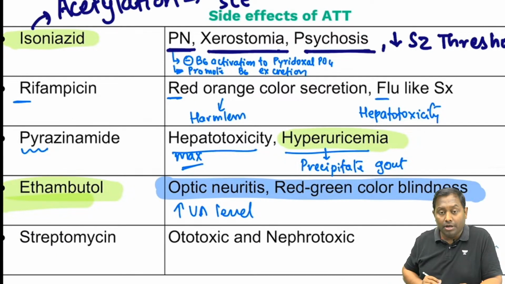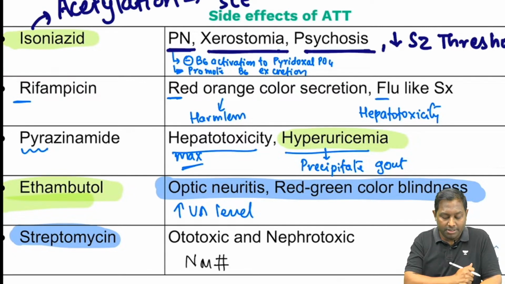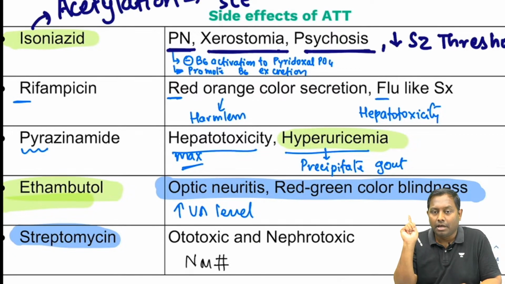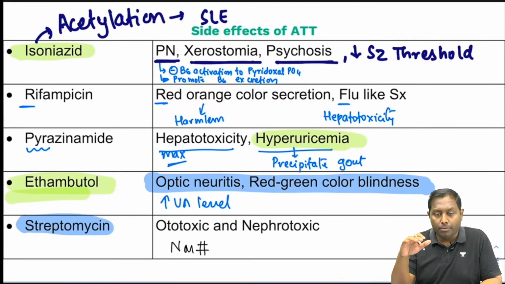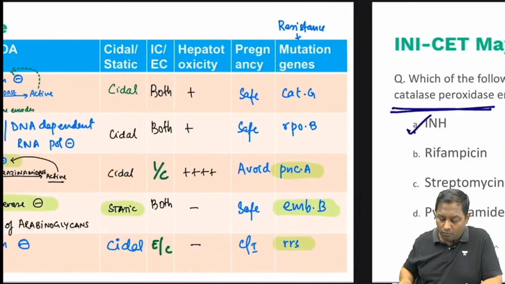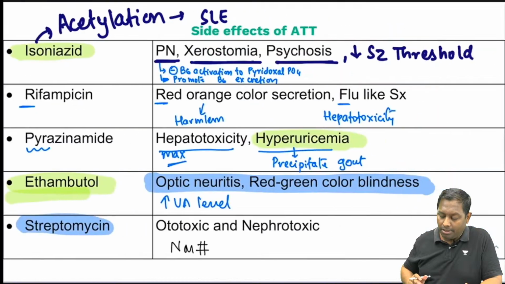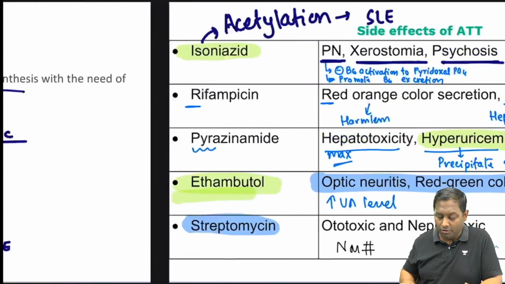A repeat question already. Streptomycin is aminoglycoside: ototoxicity, nephrotoxicity, neuromuscular blockade. These are the important side effects. ठीक है? I hope all of you guys are okay here, and this is one of the very important tables. 2 tables I have given you. One table is this one and one table is this one. If they are going to ask you a question, you will be able to solve.